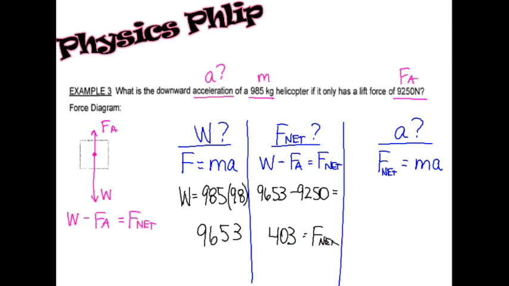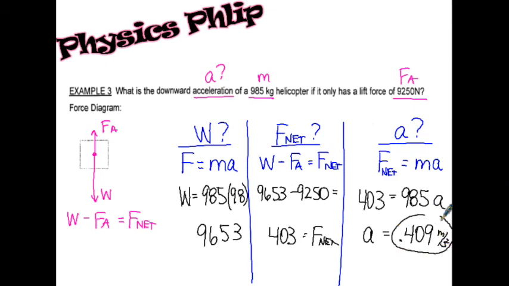I know I'm not being very consistent with my sig figs here. Here I have 4. But as long as you're getting the process, I'm okay with it. Divide both sides of the equation by 985, and I get the acceleration of the helicopter is 0.409 meters per second squared. That's all for this video. The next one will have the other 3 examples.